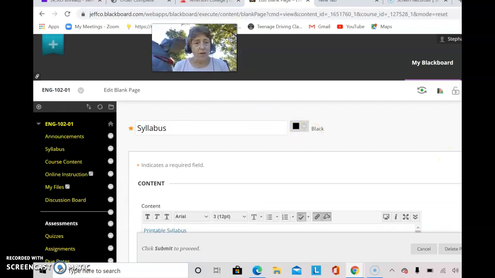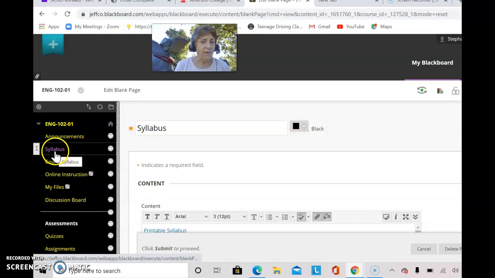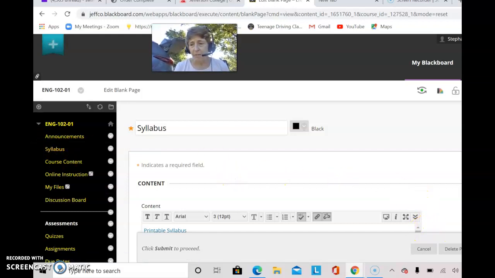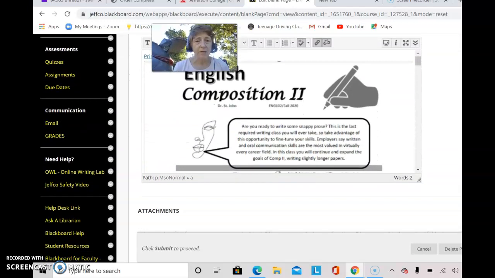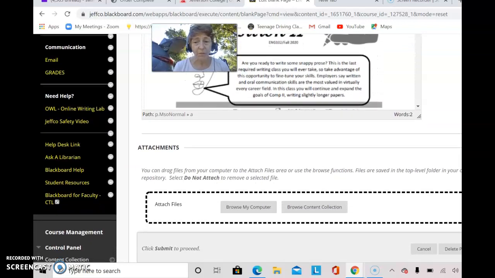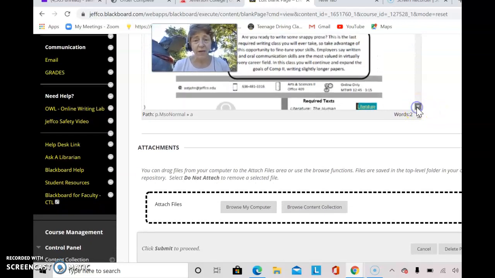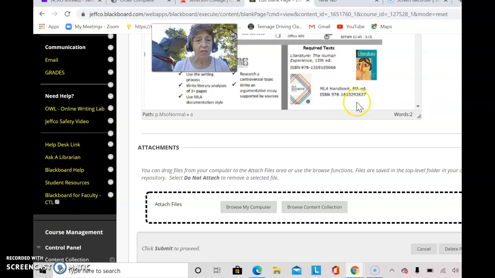If you click on the syllabus in the left-hand corner, it will open up the frame on the right, and it shows that you're in English Composition 2. If you scroll down the arrow, you will see our learning objectives: using the writing process, writing literary analysis, using MLA, researching a controversial topic, and writing an argumentative essay. Over on the right, you'll see the required texts, The Human Experience and the MLA Handbook.